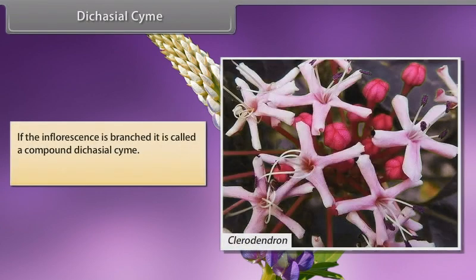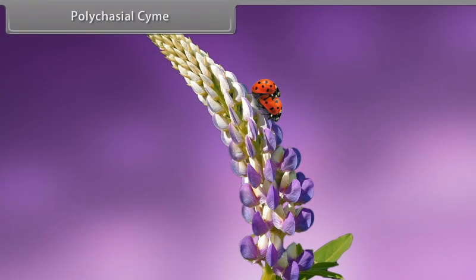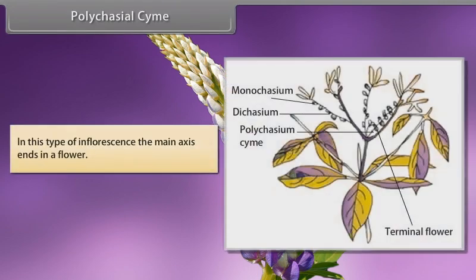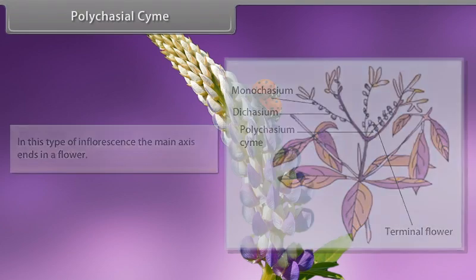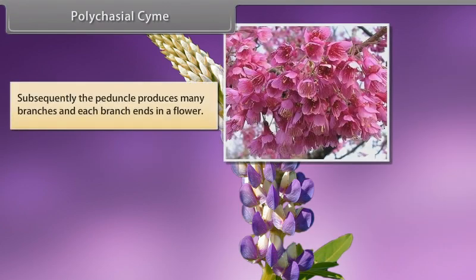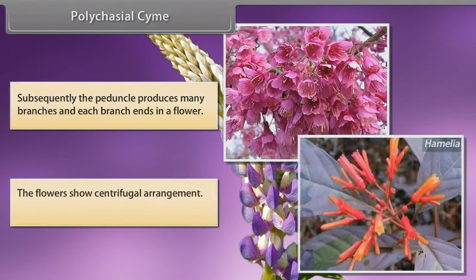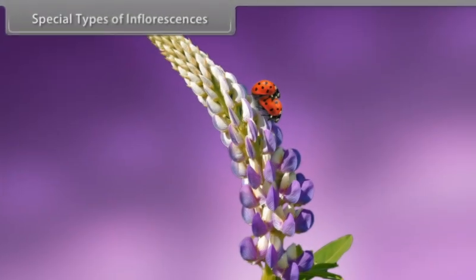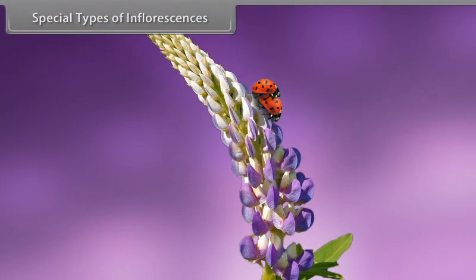If the inflorescence is branched, it is called a compound dichasial cyme. Example, clerodendron. Polychasial cyme. In this type of inflorescence, the main axis ends in a flower. Subsequently, the peduncle produces many branches and each branch ends in a flower. The flowers show centrifugal arrangement. Example, Hamelia.